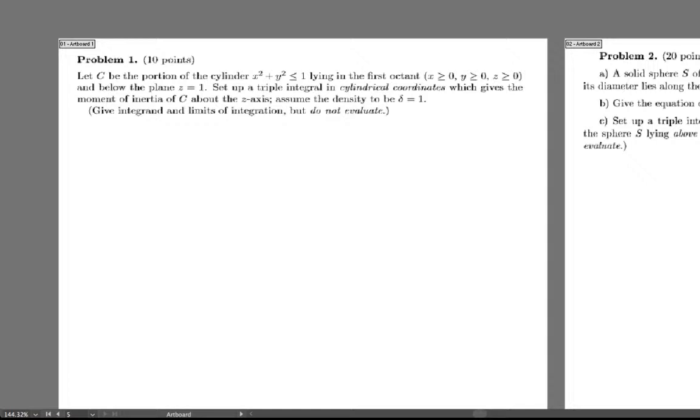Let's just get started. Let C be the portion of the cylinder x squared plus y squared is less than or equal to 1, lying in the first octant: x is bigger than 0, y is bigger than 0, z is bigger than 0, and below the plane z equals 1. Set up a triple integral in cylindrical coordinates which gives the moment of inertia of C about the z-axis. Assume the density to be 1. Give the integrand and limits of integration, but do not evaluate.